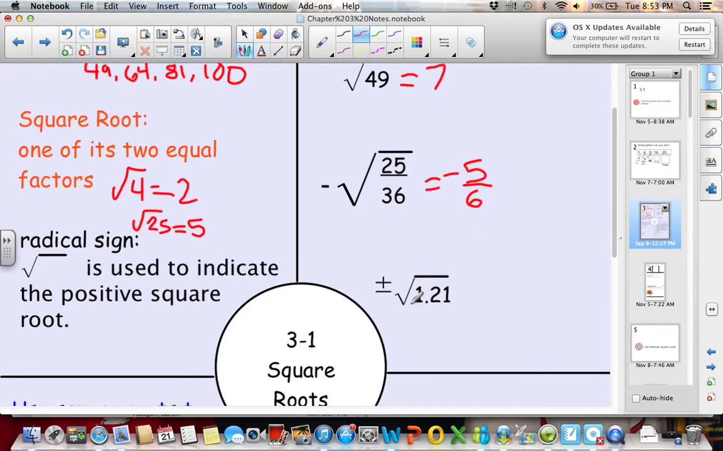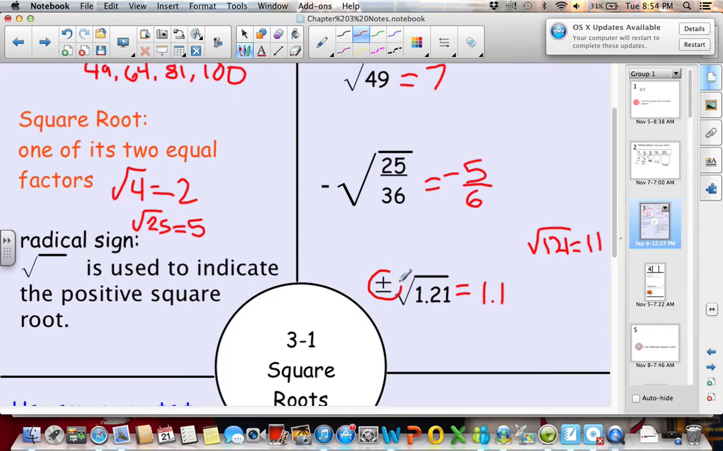Okay, if we have the square root of 1.21, well, we know that the square root of 121, if you can think about what that is, the square root of 121 is 11, because 11 times 11 is 121. Okay? But because I have a decimal right here after my 1, my answer is actually going to be 1.1. Okay? So now it's telling us it wants the positive and the negative. This is what this sign means right here.